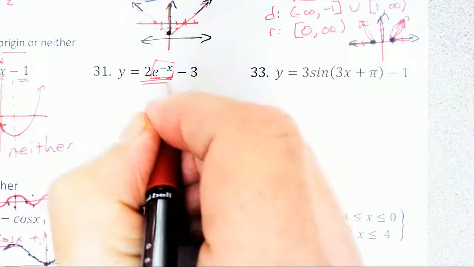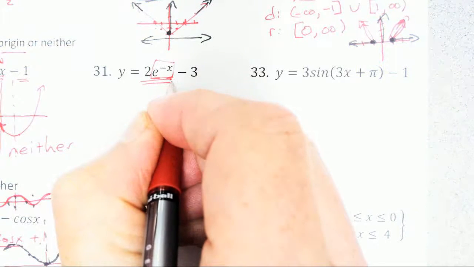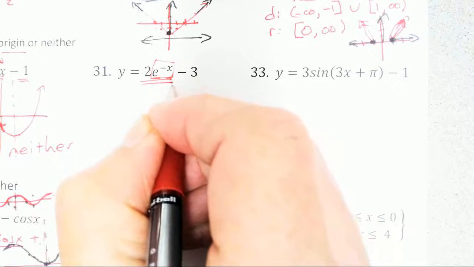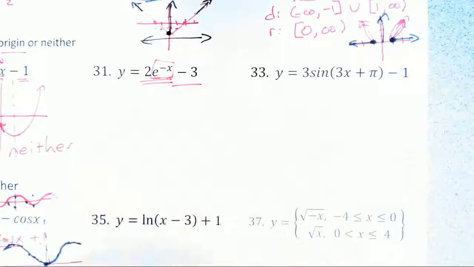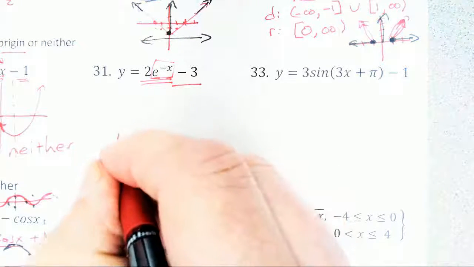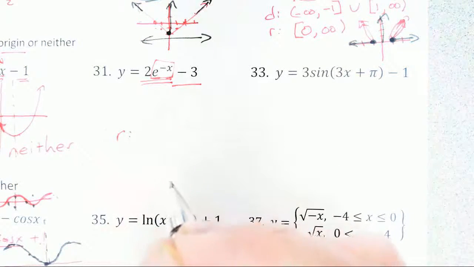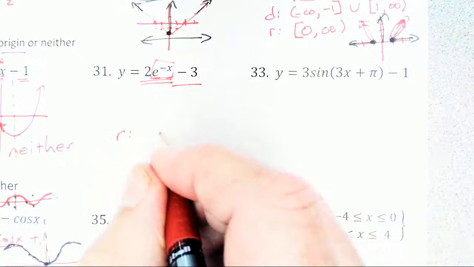If this part gets really close to 0, then my y value is going to get really close to 0 minus 3 or negative 3. My range is going to get close to negative 3 but never quite get there.